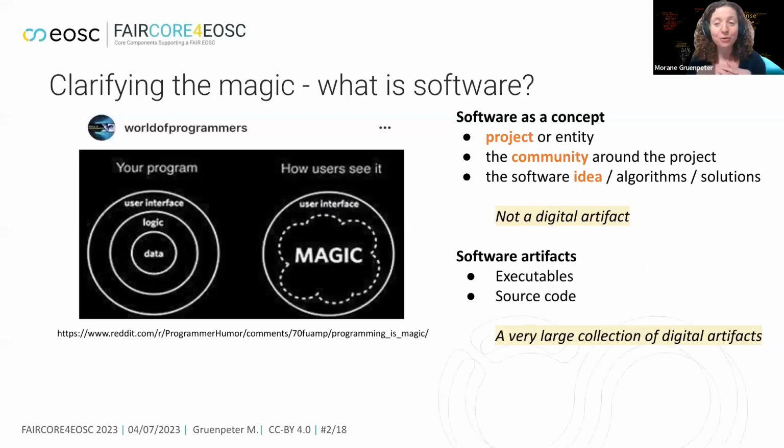Before going into the depth of archiving software, what is software? I want to clarify the difference between what we think of as software, something that solves a problem, a project, and a community around it. That's the software as a concept, and the software artifacts that we want to execute or read as software source code. Those two things are very different and should be considered when we identify software, when we describe software, and finally when we archive it.